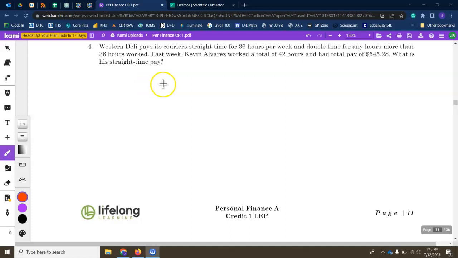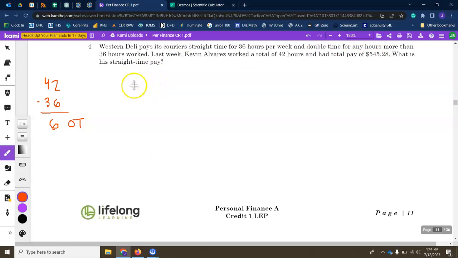Last week, Kevin Alvarez worked a total of 42 hours. We do need to know that because we have to subtract 36 away from it to see how many hours of OT this person works. So that's 6. 42 minus 36 is 6 overtime hours. And he had a total pay of $545.28. What is his straight time pay?